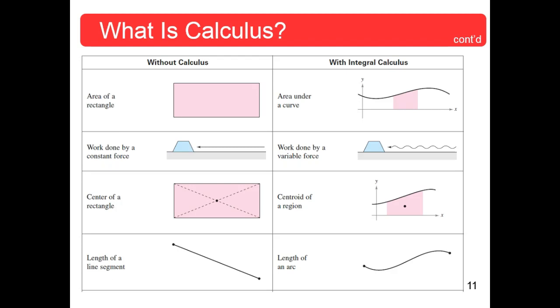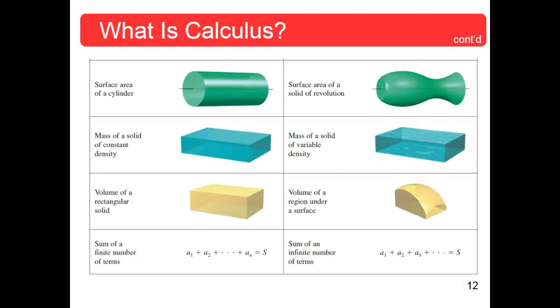Center of a rectangle, yeah, I can do that. Just find the intersection of the diagonals, that's fine. But what about the centroid of a shape? Where is the center of mass for that? For a region that has an undefined boundary up here, or a variable boundary up here, you need calculus for that. Length of a line segment, yeah, I can get a ruler and do that. I can't do a ruler and do this. That's the length of the curve. We talked about that before, too. Okay, calculus required there.